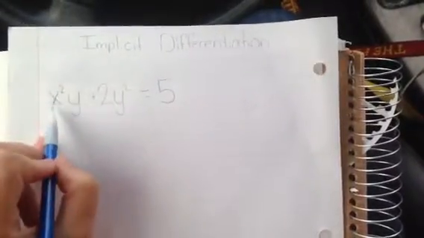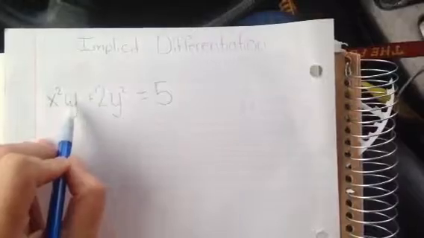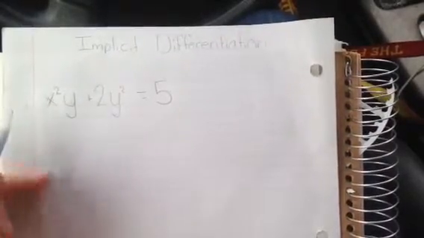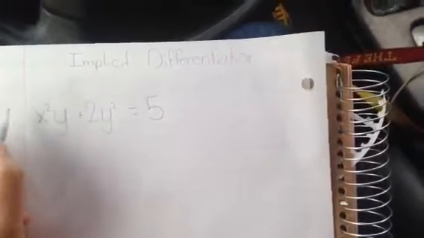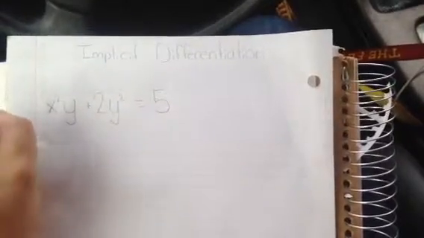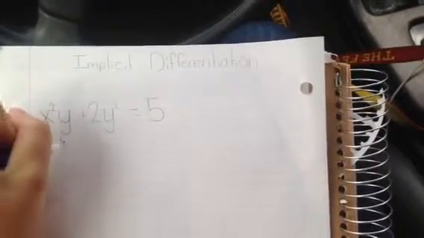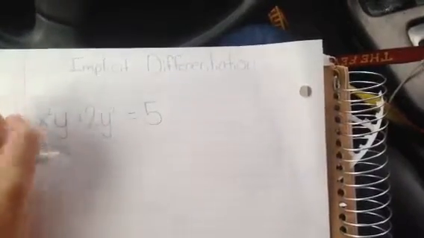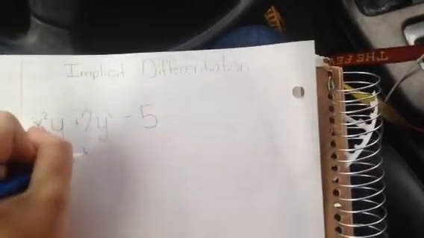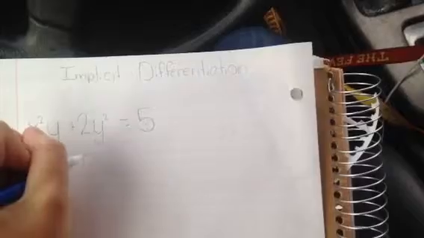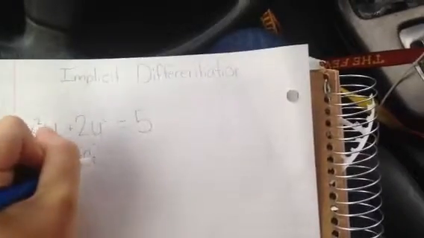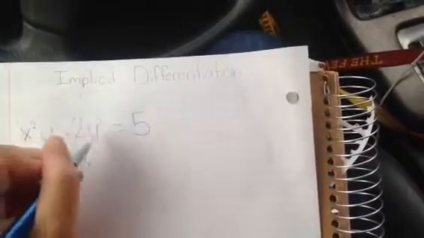For your first one here, you have x squared y. That's obviously being multiplied together, so you're going to have to use the product rule. First times the derivative of your second. Now remember, the derivative of y is going to be dy dx. And then plus your second, which is y, times the derivative of your first. The derivative of x squared is 2x. Then you're going to go on to this one and derive it.